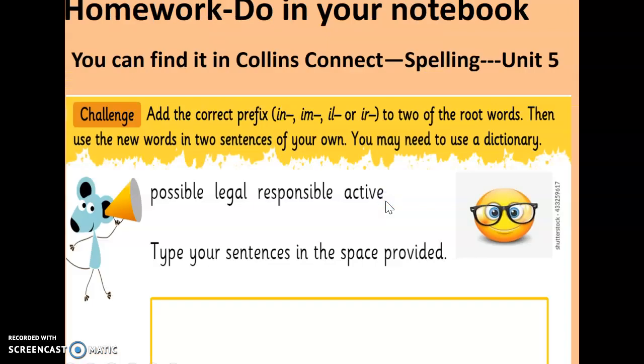And this is your homework. You can do it in your notebook. You can find your homework in Collins Connects, Spelling Unit 5. This is your homework. I have given it as a challenge, and I believe that you all will be able to do it.